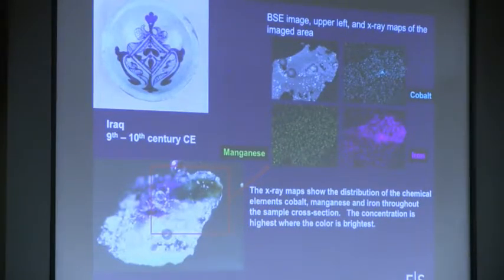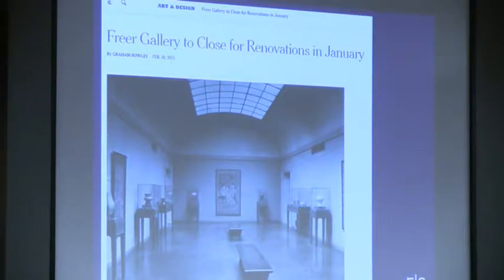But then, in 2015, the Freer Gallery closed. And the lab was in the Freer Gallery. This is a picture of the lab many, many years ago. And one of the things they wanted to do was bring the aesthetic back to what it was originally. So during this period, the lab went into storage.